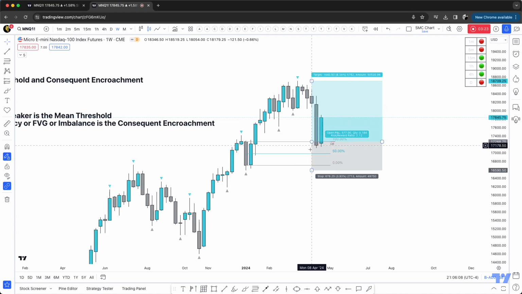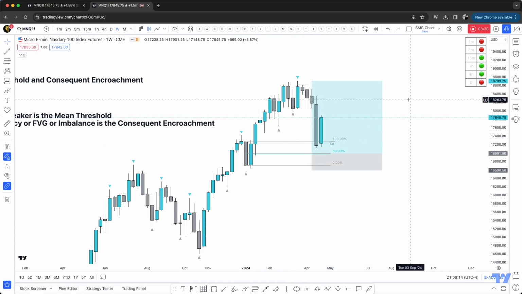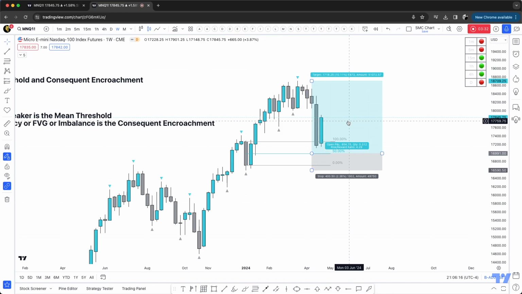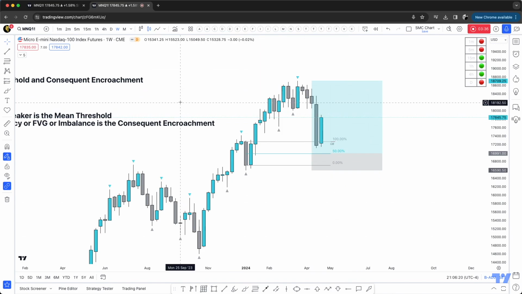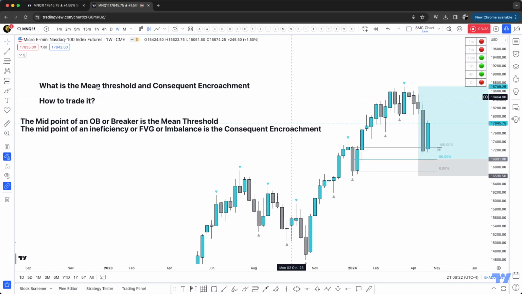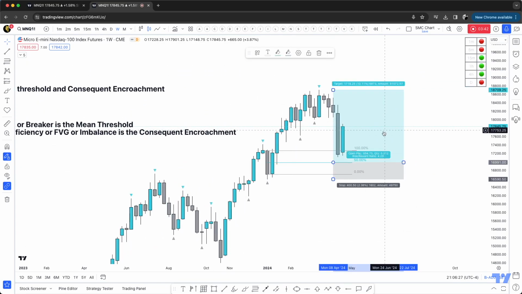Now, another type of entry is that instead of entering right there, you go and place your buy limit at the mean threshold. So what is that going to do? It improves the risk to reward. Simple as that. That's all what it is. Now, that's the reason why we use the mean threshold or the consequent encroachment. Now, let me show you more examples, right?